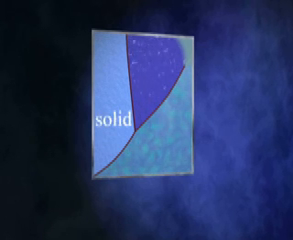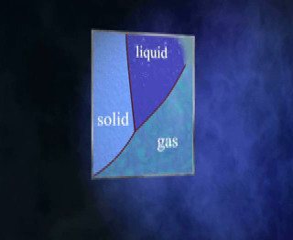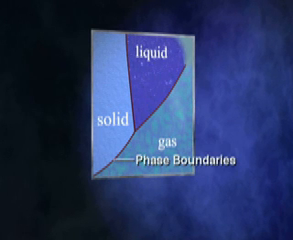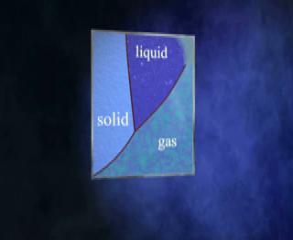A phase diagram indicates the temperature and pressure conditions under which a substance is a solid, a liquid, or a gas. The lines that separate the phases are called phase boundaries. At any point along a phase boundary, the phases exist in equilibrium with one another.